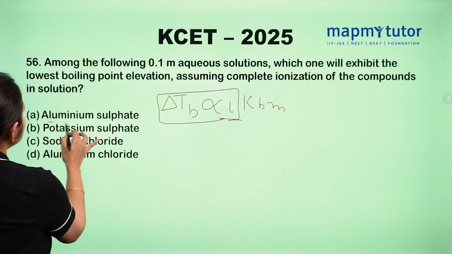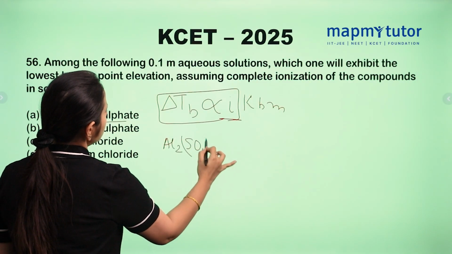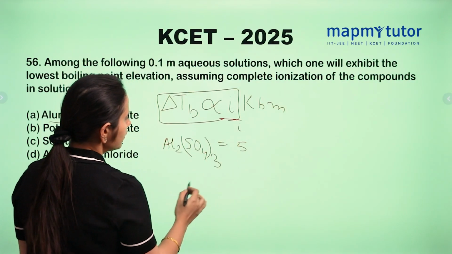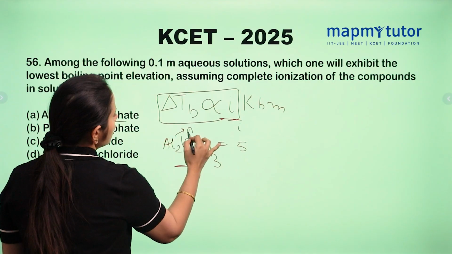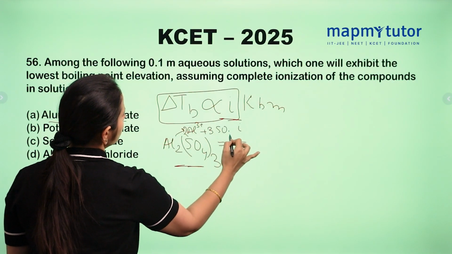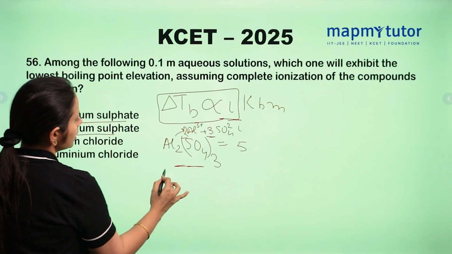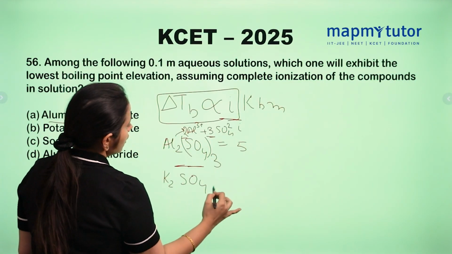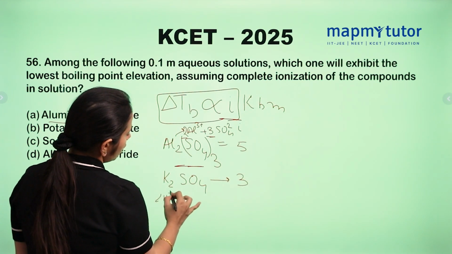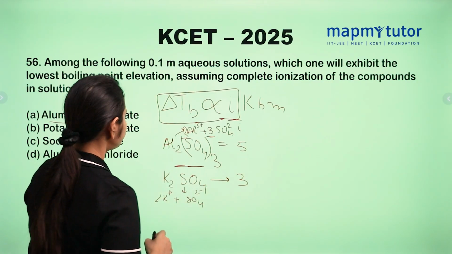So let's see, aluminium sulfate, that is Al2(SO4)3. Here the i value will come out to be 3 plus 2, 5. It will dissociate into 2 aluminium 3 positive and 3 SO4 2 negative, so 3 plus 2, 5 ions we will get. In case of potassium sulfate, K2SO4, the value of i will be 3, that is 2 K positive and SO4 2 negative, right?